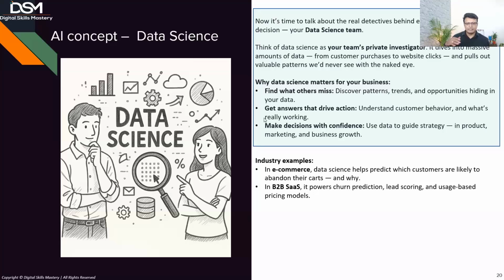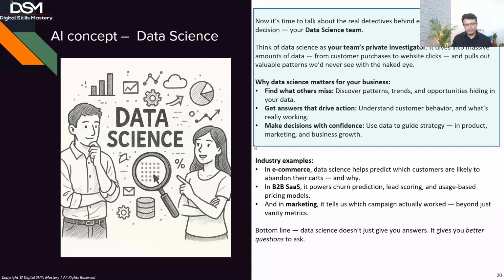Some of the industry examples: in e-commerce, it helps you predict why the customers are abandoning the cart after taking 3 steps. One example, B2B, you'll be able to see how the customers who are coming in to subscribe, what is the churn prediction, what is the lead scoring, etc. And in marketing, another example is, among the various campaigns, which one worked, which did not work, and what is the underlying pattern behind it. So these are some of the industry examples of how data science can be implemented.